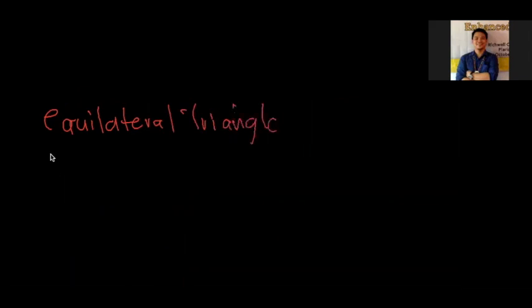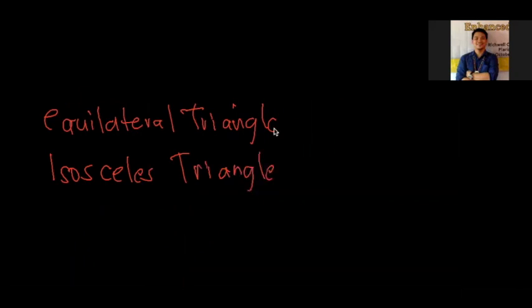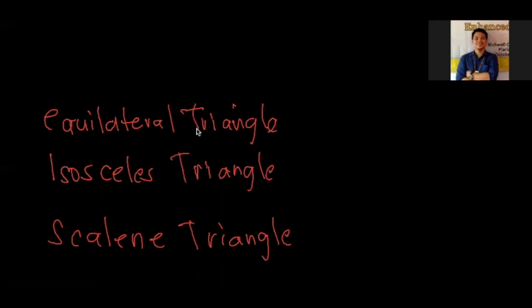Let us now recall the classification of triangles based on their sides. We have an equilateral triangle. We have the isosceles triangle. And lastly, we have the scalene triangle. Okay. Again, let's recall, when we say equilateral triangle, what does it mean? Correct. If your answer is that in an equilateral triangle, all sides of a given triangle are equal, then you are correct.